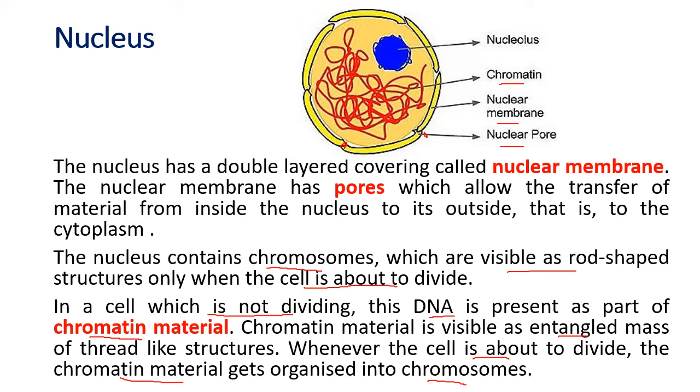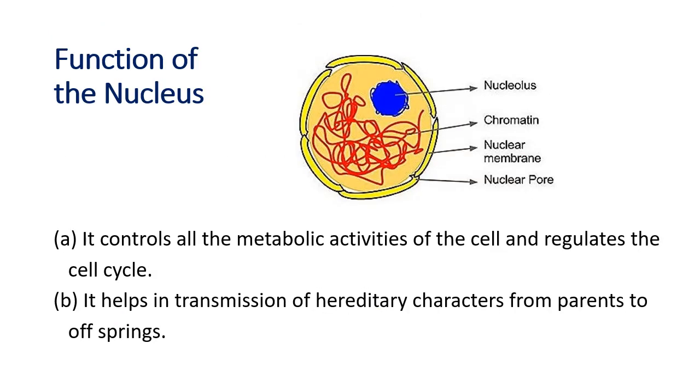Just like the cell has a jelly-like structure inside called the cytoplasm, the nucleus also has a jelly-like structure which is called the nucleoplasm. Now, what is the function of the nucleus? So, the first is the nucleus is the brain of the cell. It controls all the metabolic activities of the cell and it regulates the cell cycle. So the cell that is born by cell division, it grows and then again it divides further.